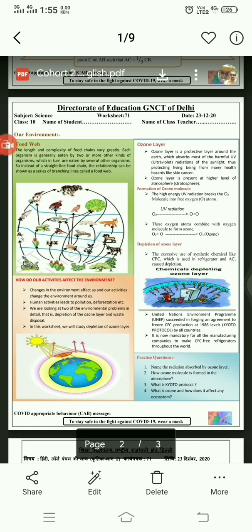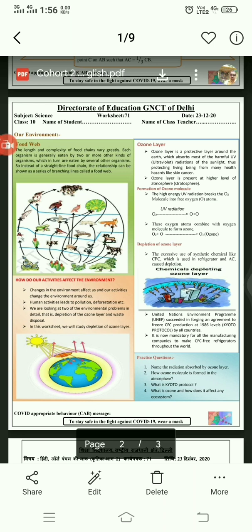So how does ozone molecule formation take place? I earlier told you that ozone is a triatomic molecule of oxygen. So in presence of ultraviolet radiation, oxygen gets dissociated into two nascent oxygen atoms. Oxygen molecule gets dissociated into two nascent oxygen atoms in presence of ultraviolet rays.